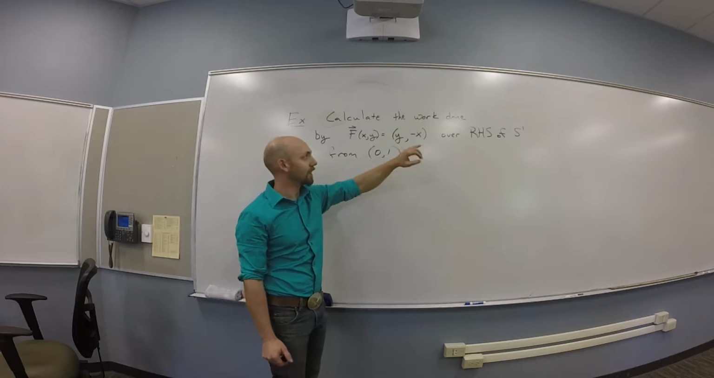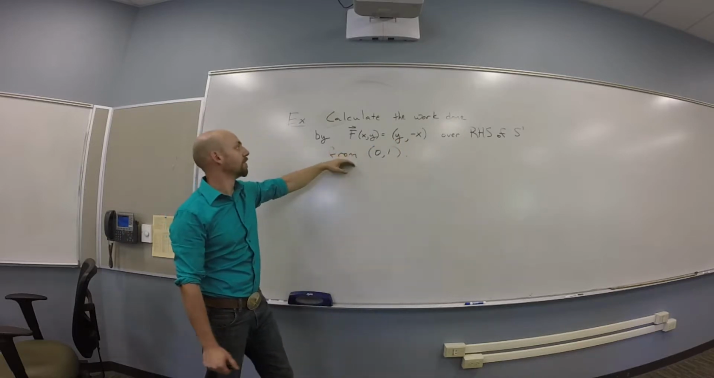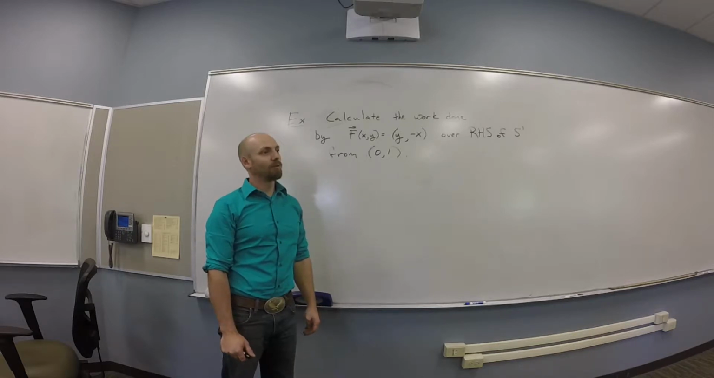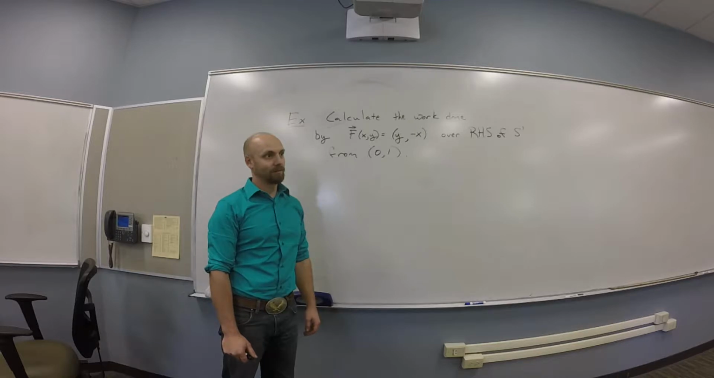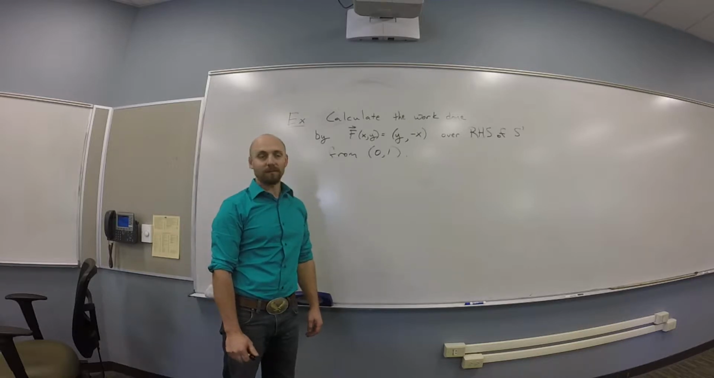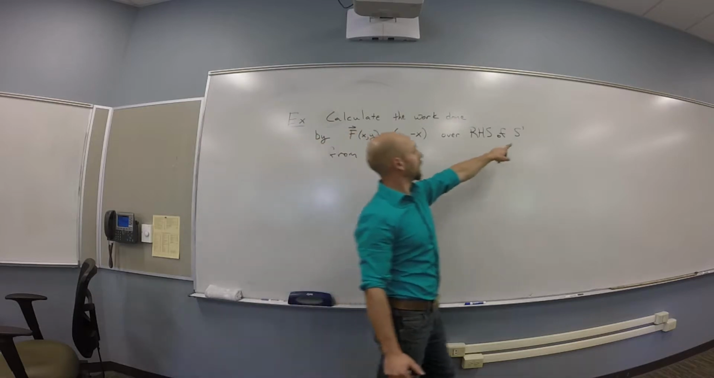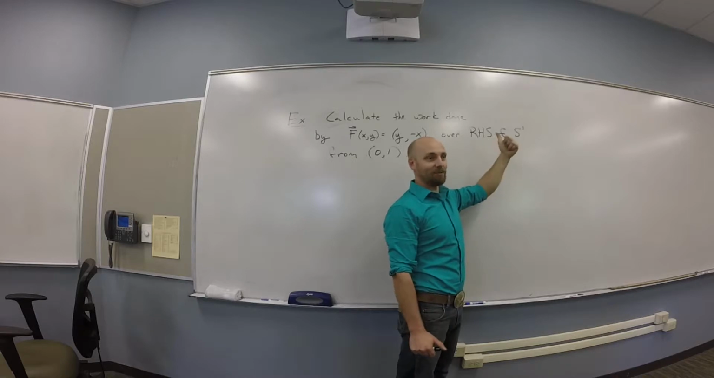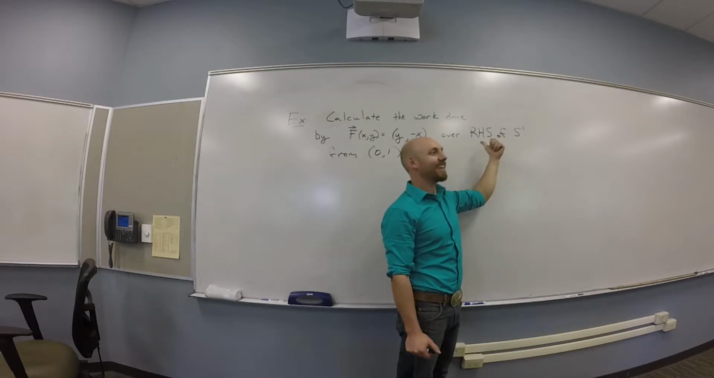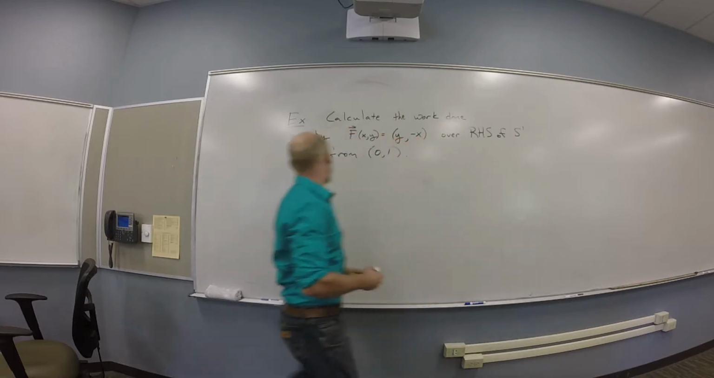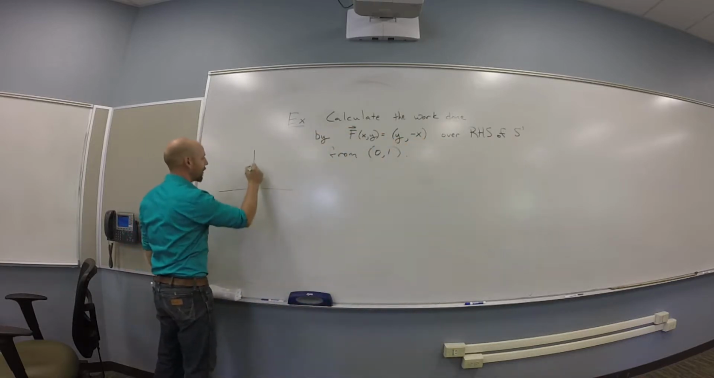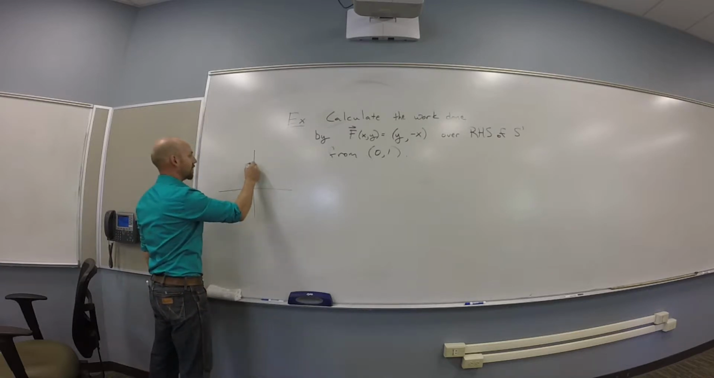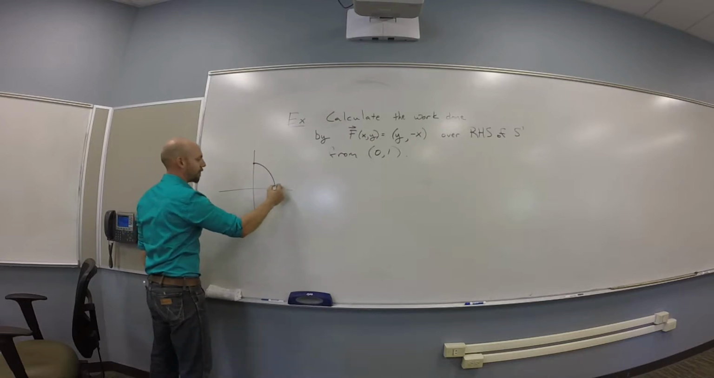So when they ask me to calculate the work done by f of x and y is y comma minus x over the right-hand circle of S1 from 0, 1, first I think I need to sort out what path they are talking about. S1 is the unit circle. The right-hand side is which side? The right one. Okay, cool. So my path is from 0, 1, going from the top to the bottom on the right-hand side.